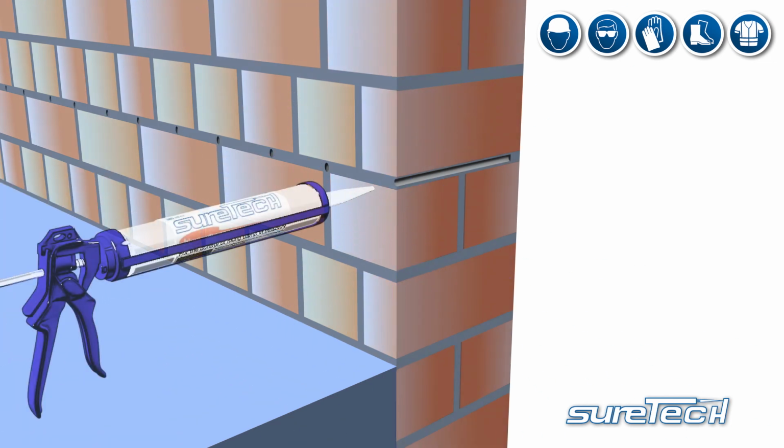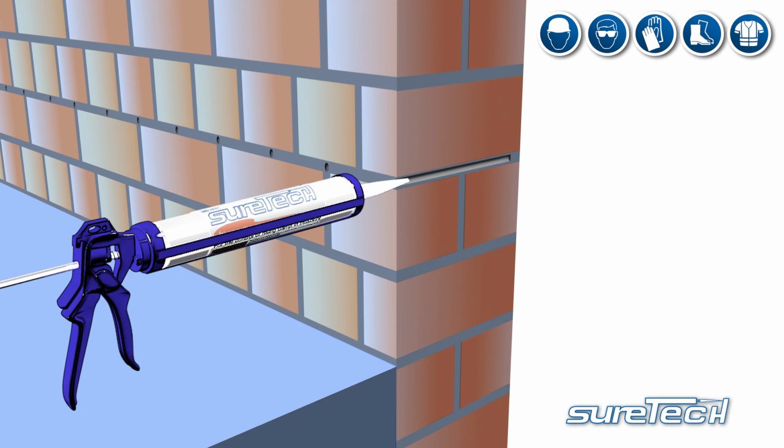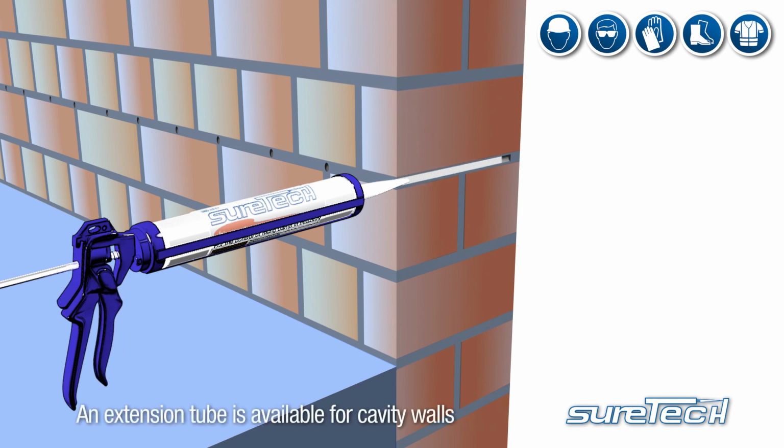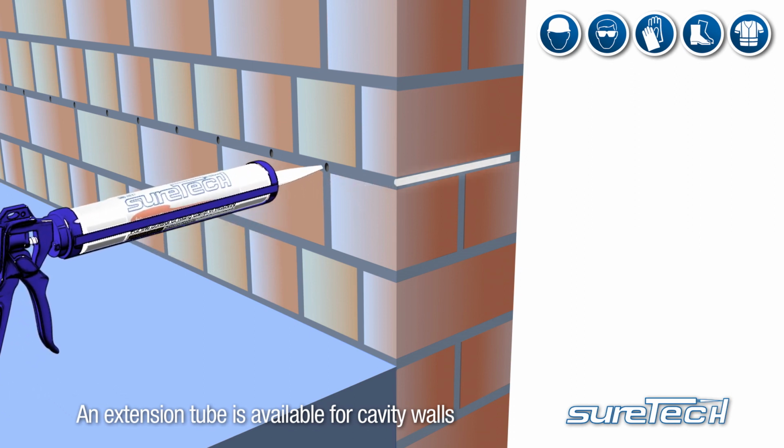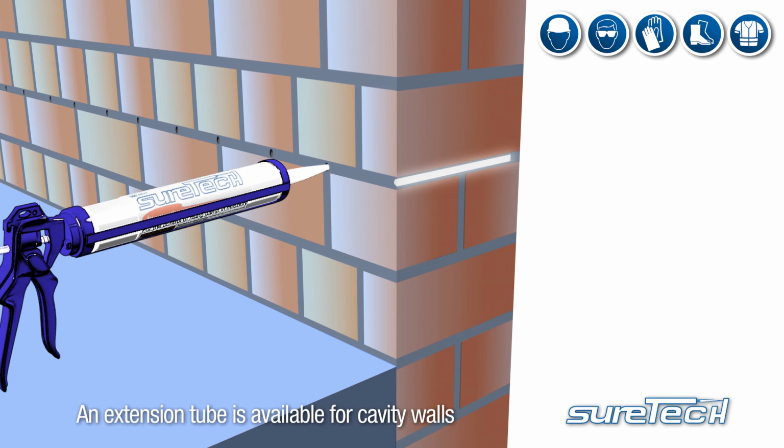The delivery nozzle should be inserted into the pre-drilled hole and the trigger gently squeezed, filling each hole to the surface. Externally drilled holes should be either plugged or pointed over after application.